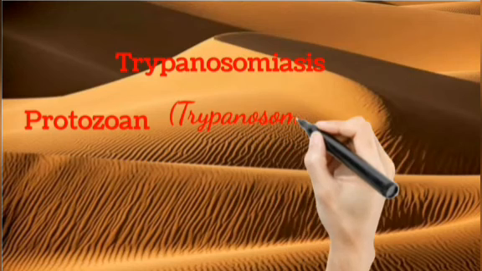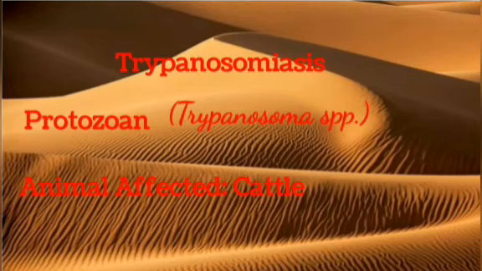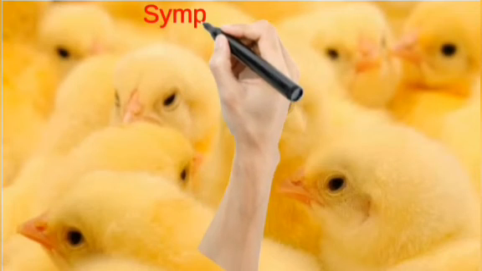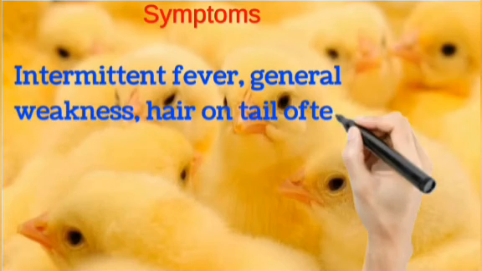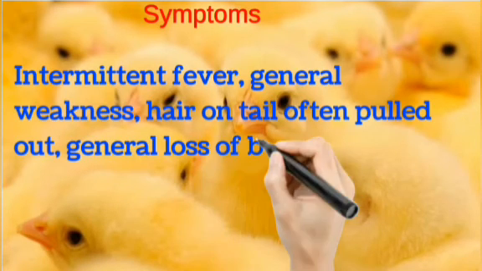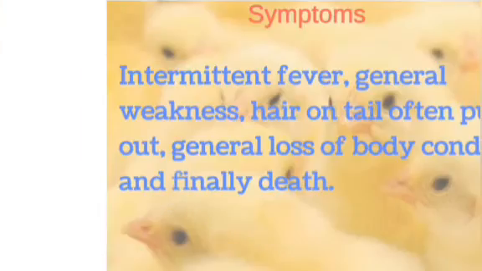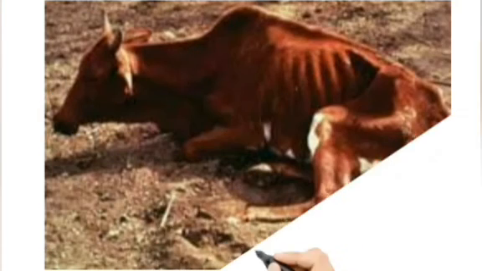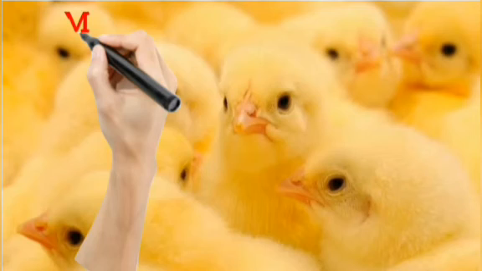Trypanosomiasis. Trypanosomiasis is a protozoan disease that is caused by a protozoan known as Trypanosoma species, and the animals affected are particularly cattle. Now, the symptoms of this disease include intermittent fever, that is, the fever comes and goes, and there is general weakness of the body, there is loss of hair around the tail region, and there is general loss of body condition, and finally, death results. Now, this is an example of an animal that is infected with trypanosomiasis.